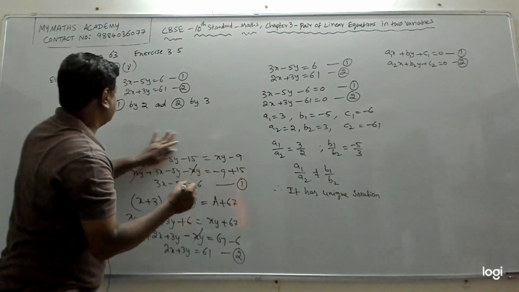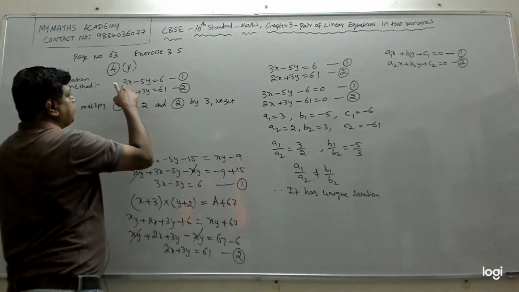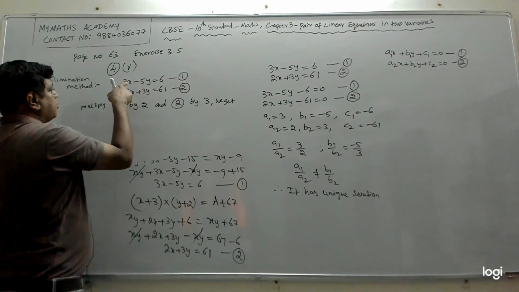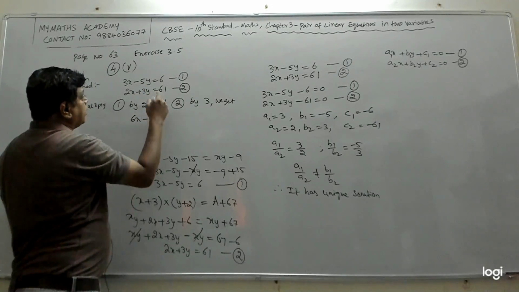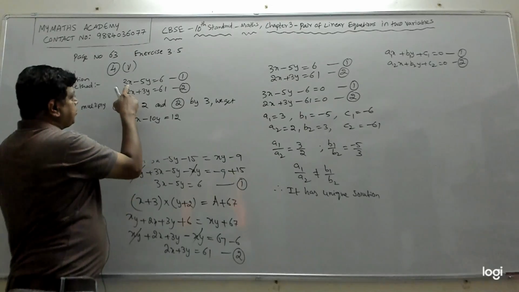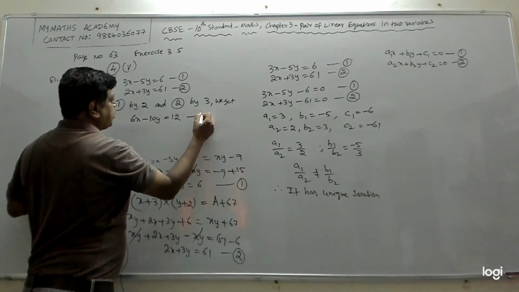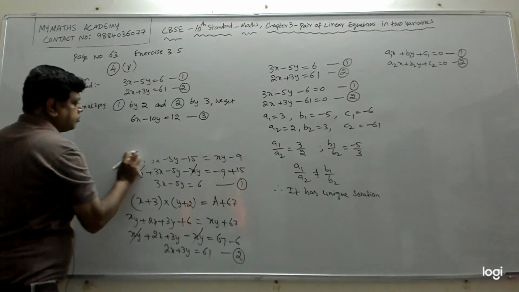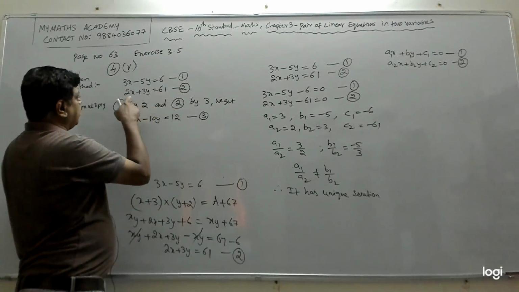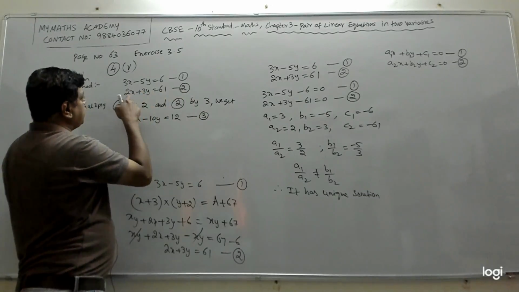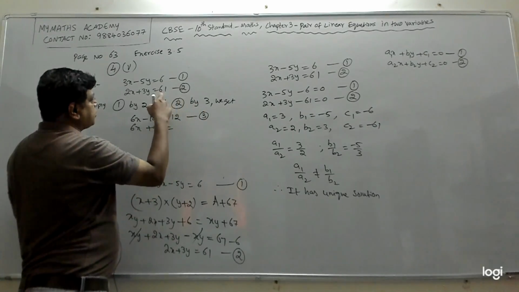So what do we get? If I multiply the first equation by 2, everything in this equation should be multiplied by 2, not only this. So 3x into 2 is 6x, minus 5y into 2 is minus 10y, then 6 into 2 is 12. So I multiplied this throughout by 2 and got this. We can call this the same equation, or we can call it equation 3, doesn't matter. Then the second equation we will multiply by 3. So 3 into 2x is 6x, then 3 into 3y is 9y, 3 into 61 is 183.